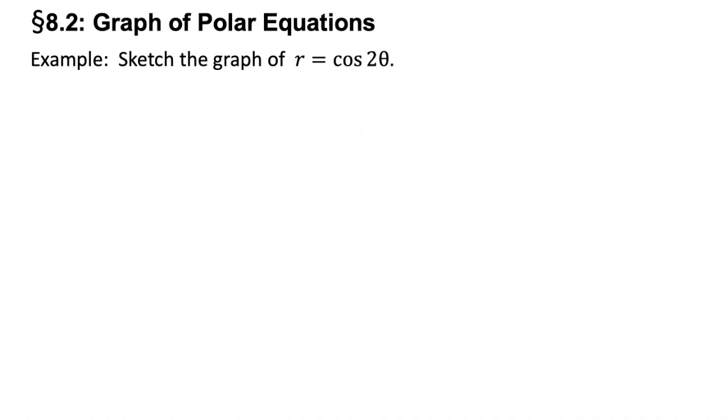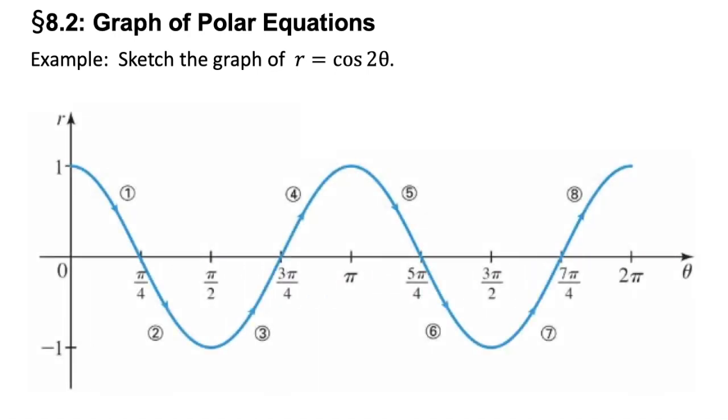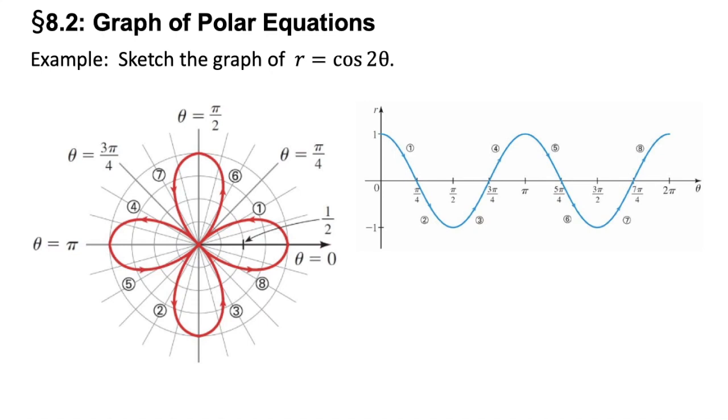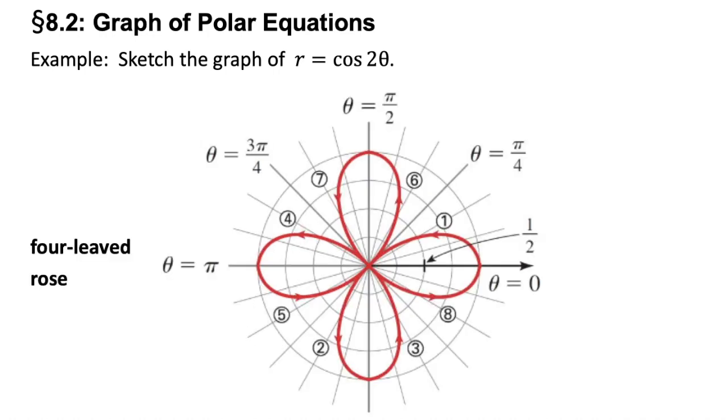Let's graph r equals cosine of 2 theta. Because of the 2 theta, we have 2 cycles of cosine's graph in the interval of 0 to 2 pi. Let's use the labeled points to graph this equation in the polar coordinate plane. If you notice, point 2 goes to the third quadrant because r is negative, so it is reflected through the origin. We can trace all the points and see how they correspond. This is called a four-leaved rose.